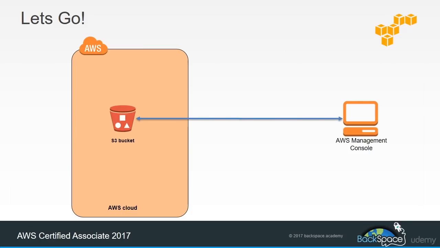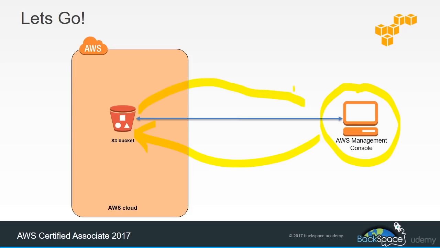Okay, so let's go and have a go at one of these services. First of all, we're going to use the S3 bucket. We're going to do something very simple. We're just going to create an S3 bucket. We're going to use the AWS Management Console inside of our browser, and we're going to upload some files to our S3 bucket. And then we're going to grab some files back from our S3 bucket. And then once we've done that, we're going to tear it all down and get rid of it to make sure that we don't get a big bill at the end of the month. So let's get into it.